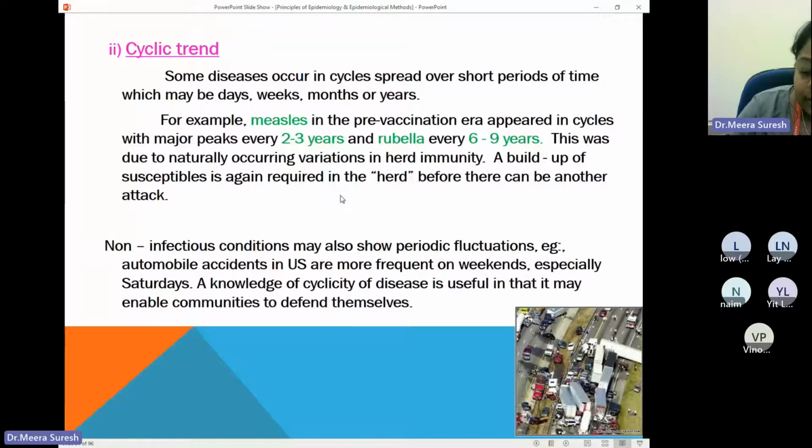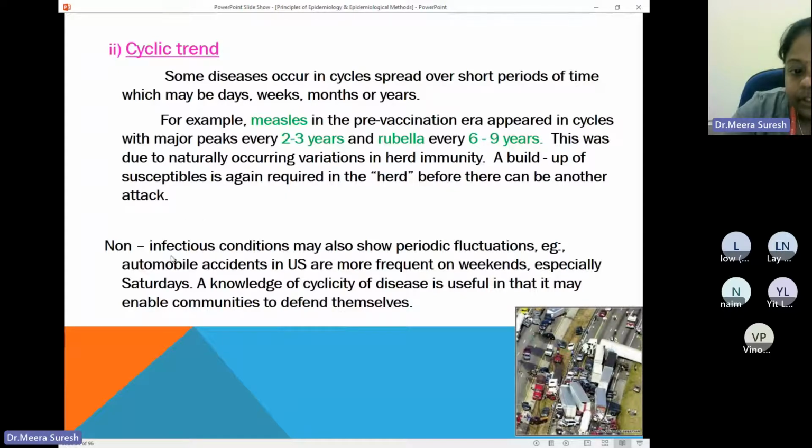But then when the number of susceptibles increases, or the immunity level within the group decreases, it will take some years. So when that immunity level decreases in a group of people, the number of people who are susceptible to the disease will be increasing. And when that happens, the disease will be reappearing. So this duration was seen in measles and also German measles.